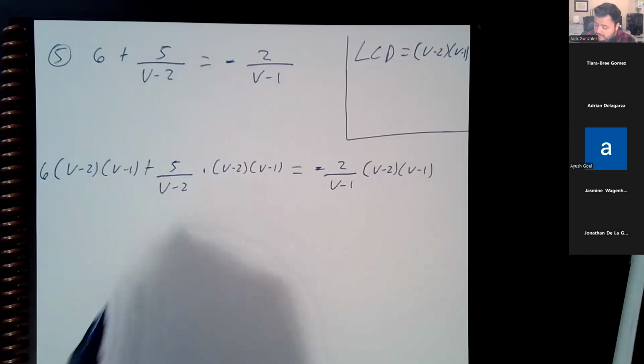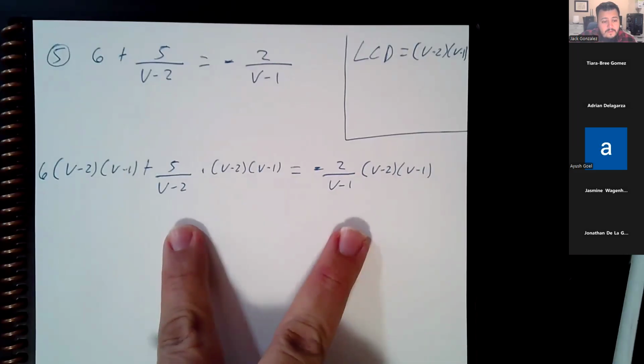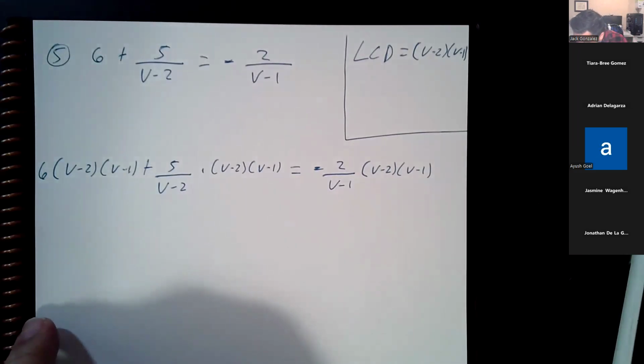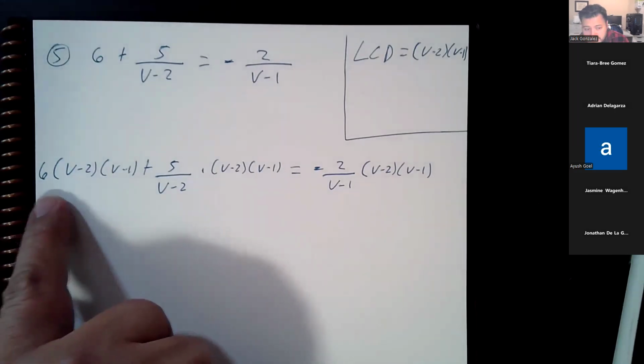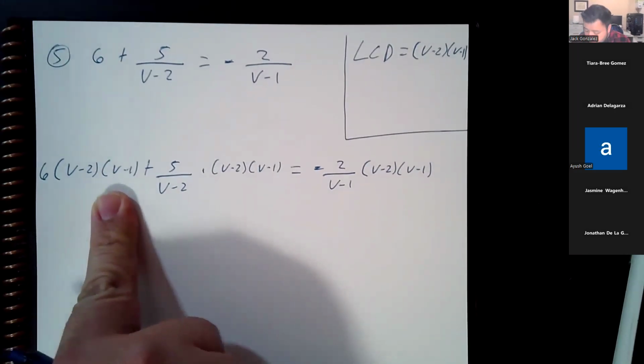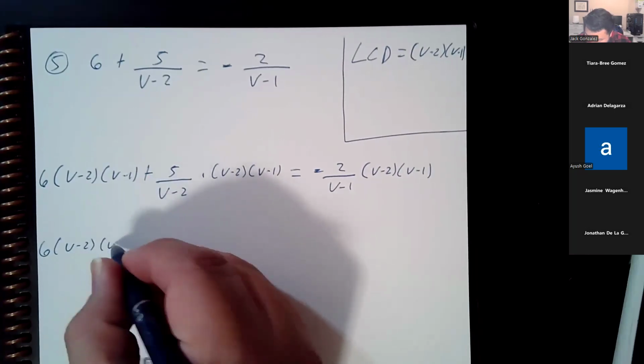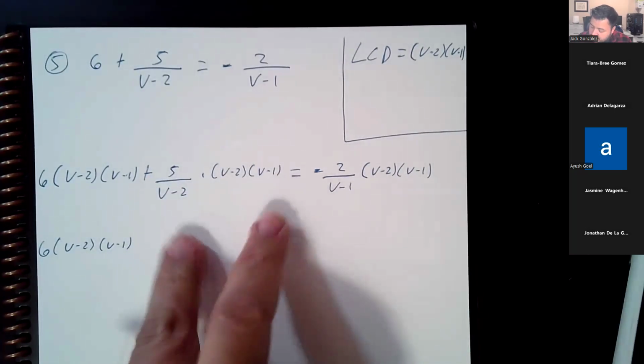Okay. So now that I'm here, what's going to cancel in this? No, nothing's going to cancel on the first one, right? There's no fraction there. So we'll just leave it there for now. What cancels here?